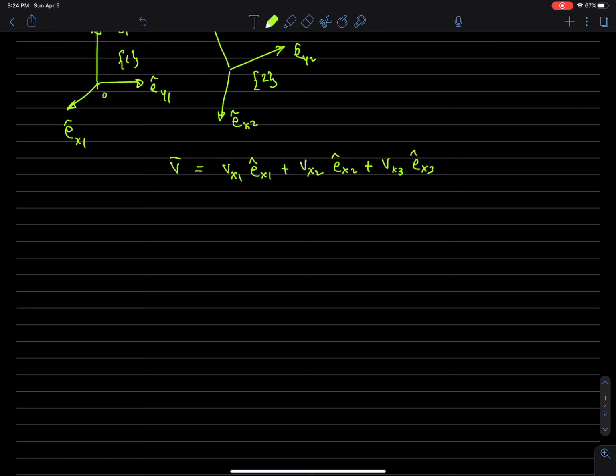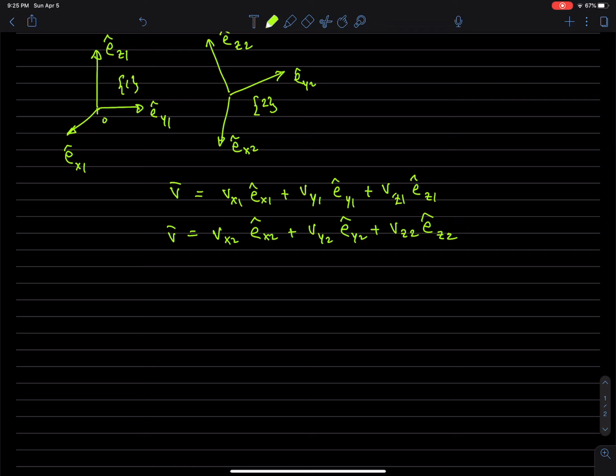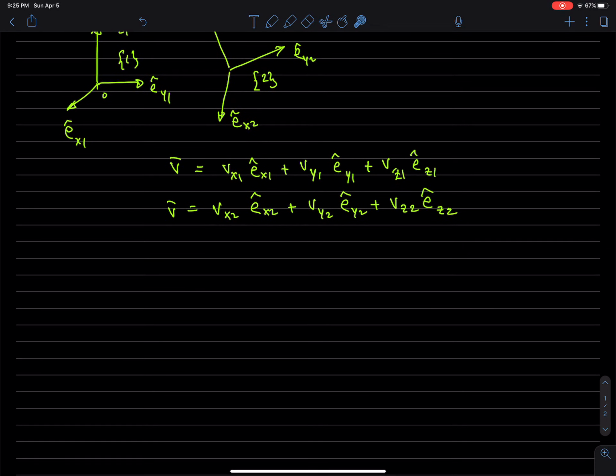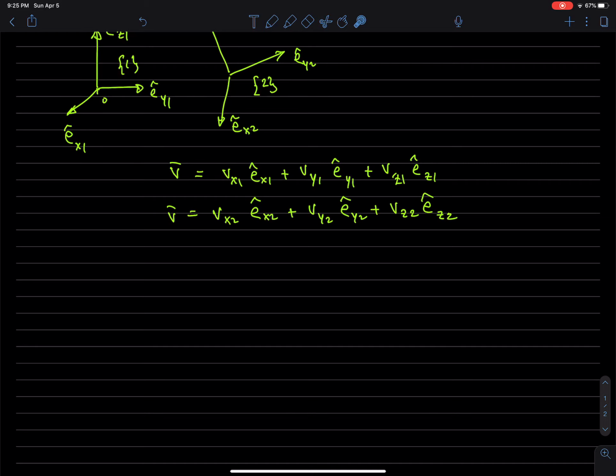Now we can also say v equals vx2 ex2 plus vy2 ey2 plus vz2 ez2. Anyway, so we're representing v in this frame and this frame. Now, of course, if you think of this vector as having three numbers, well, is it these three numbers or these three numbers? Of course, it depends on what representation you're using.